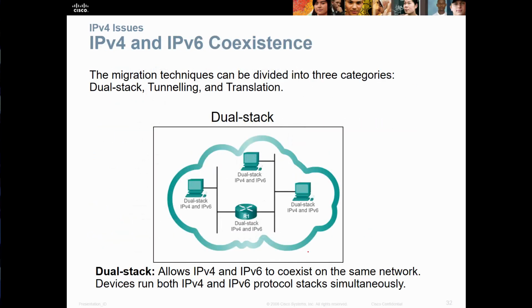IPv6 and IPv4 can coexist. Normally this is done through some type of dual stack because these are different address schemes. So IPv4 is not going to interact with IPv6, and IPv6 won't interact with IPv4. Dual stacks allow IPv4 and IPv6 to coexist on the same network simultaneously.